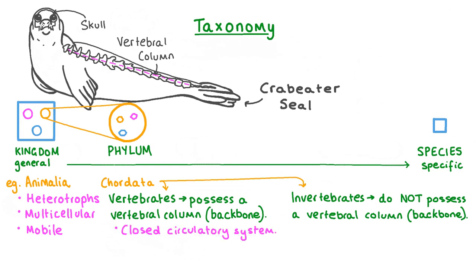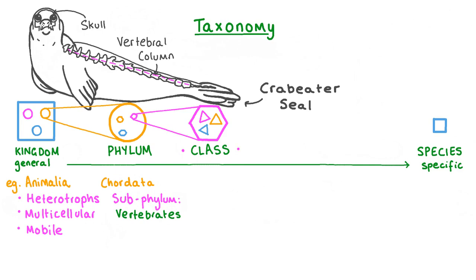Vertebrates also have a closed circulatory system, containing a heart with multiple chambers, which is often not the case for invertebrates. Several classes make up each phylum. Along with humans, dogs, and many other species, crab-eater seals are in the class Mammalia, otherwise known as mammals. We will look at the different classes of vertebrates in more detail later on in this video.